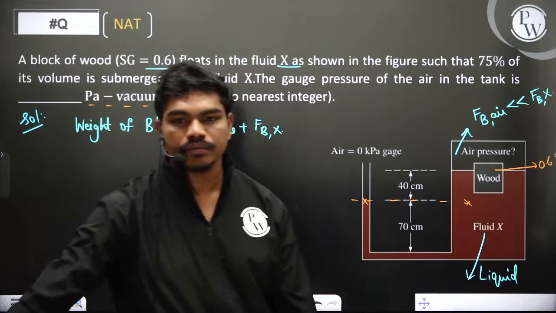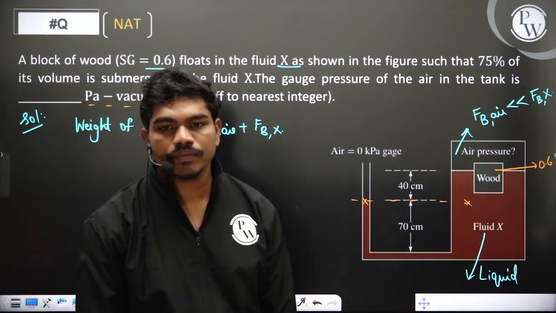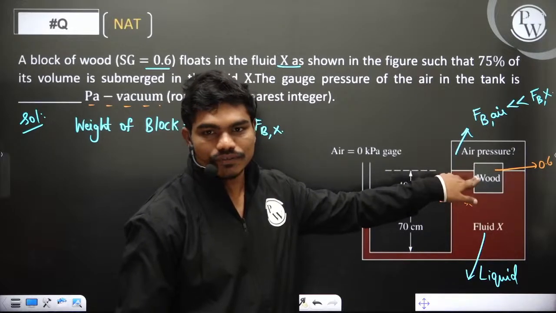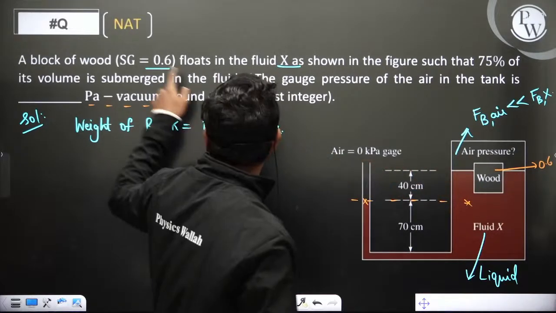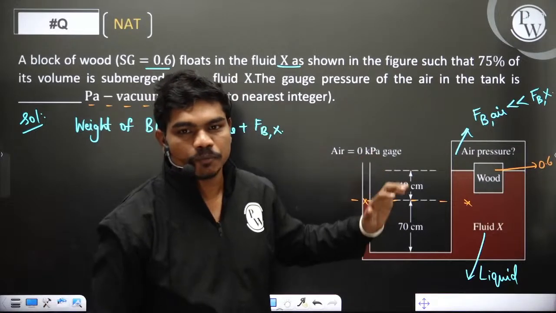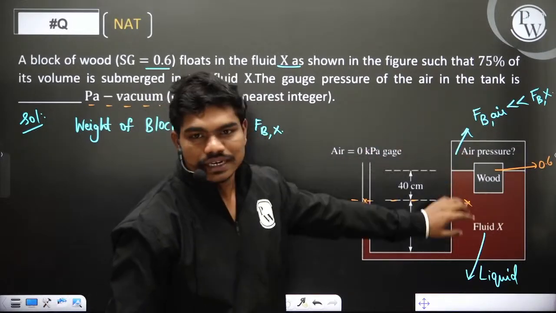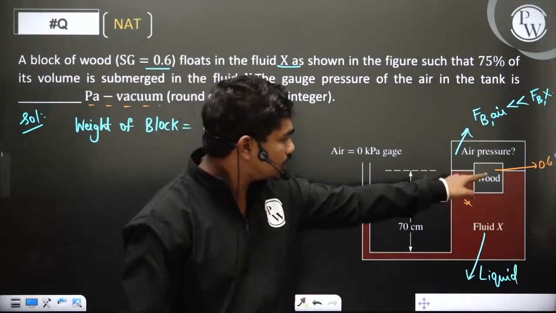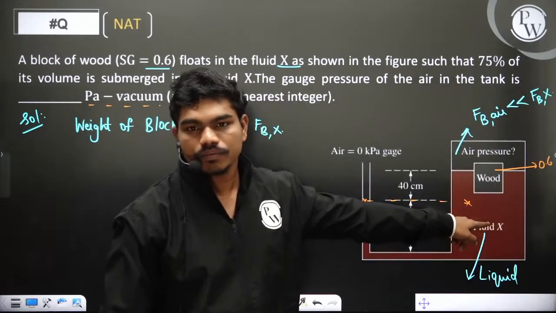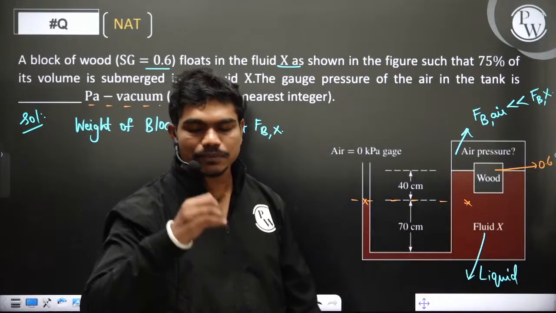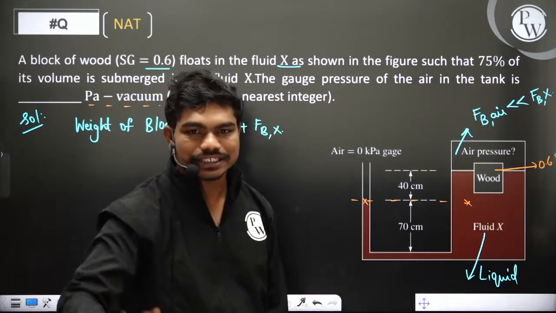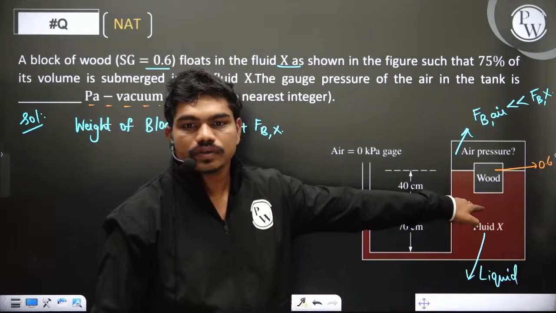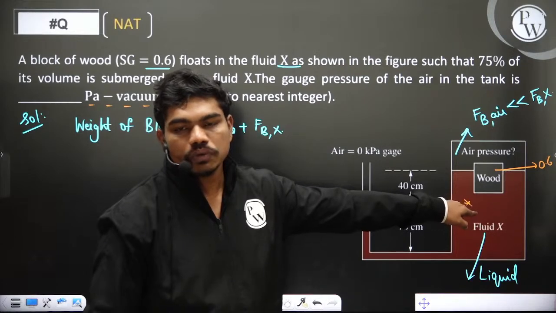Why? Because if the wooden block is floating, the density of the wooden block is 600 kg per meter cube. If it floats at this interface, definitely this fluid's density is more than 600, otherwise it will sink. This fluid X has a density of at least 600 or more, otherwise it cannot support this wooden block here. Yes or no?